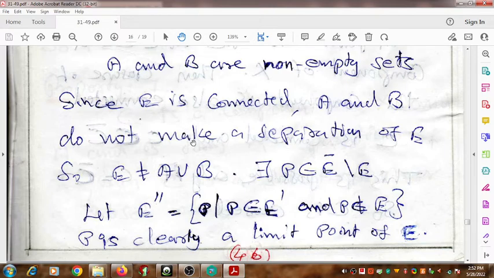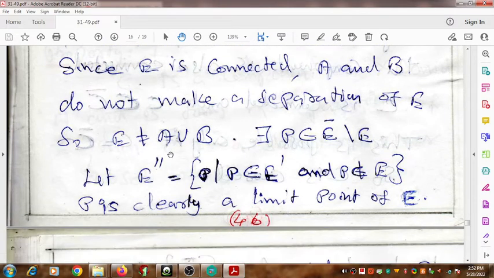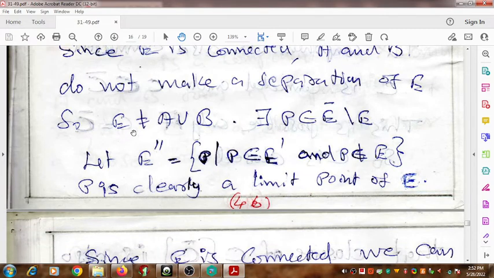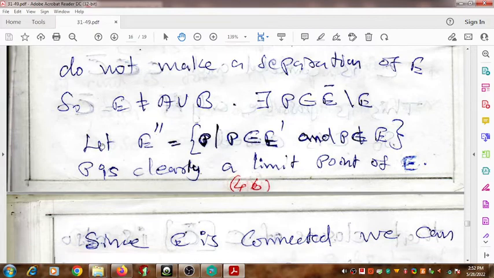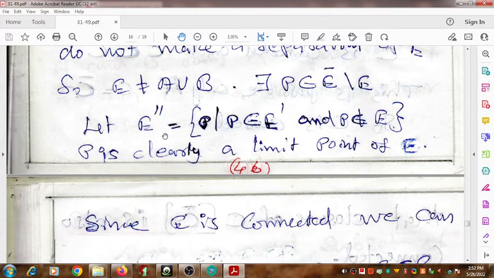And so A and B cannot make a separation for E, and so E is not equal to A union B. We have to accept that E is not equal to A union B, and therefore there exists some point P, an element of the closure of E minus E. And let E double prime be defined as the set of P such that P is an element of E prime.